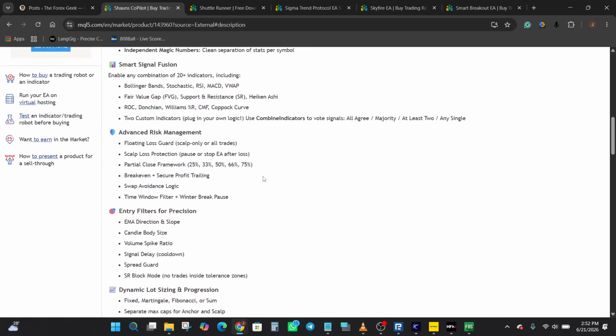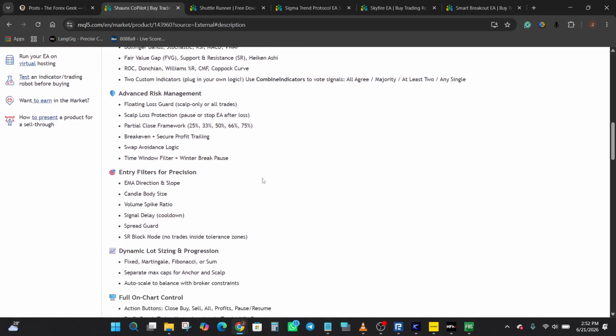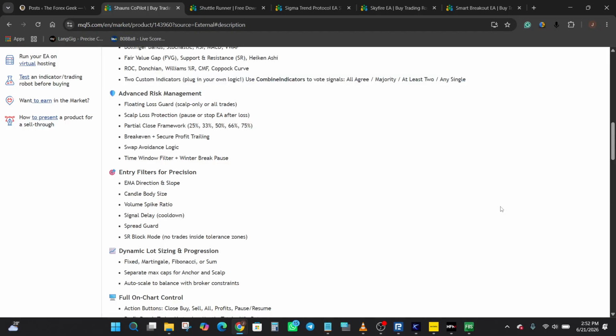The EA includes multiple ways to combine these signals. Depending on your preference, you can require all indicators to agree, use majority voting, require at least 2 confirmations, or allow individual signals to trigger entries. Now, this level of flexibility may appeal to traders who prefer tailoring an automated strategy to their own market views.